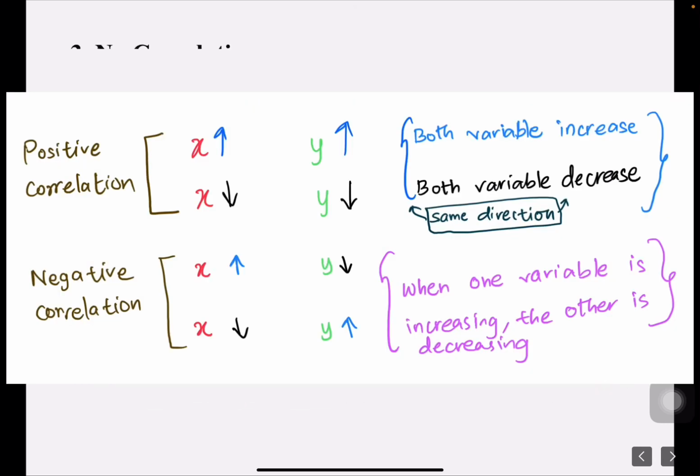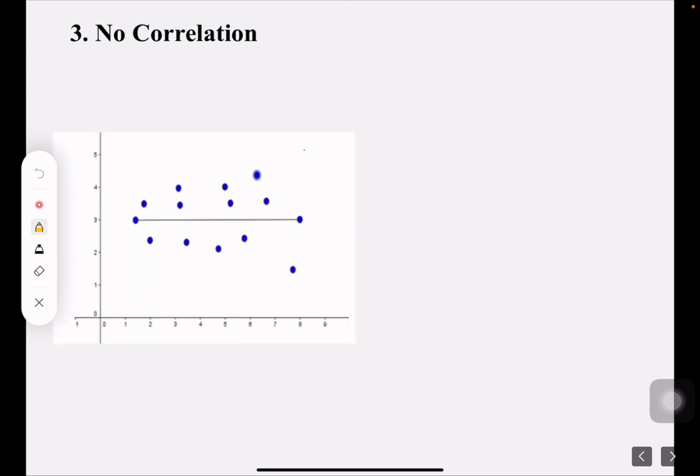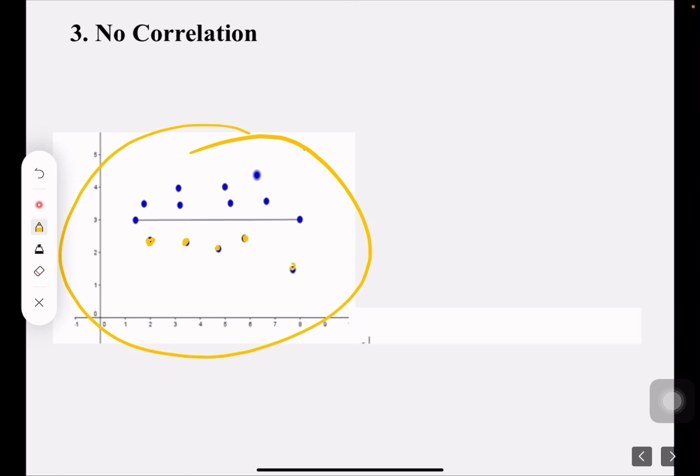Now we have no correlation. When do we say that there's no relationship between x and y? It's when you have this kind of graph. If you notice here, are you able to see that when your x is increasing, your y is decreasing? Or that when your x is decreasing, your y is decreasing? Take a moment and check out. If you study each point carefully here, you won't be able to judge that.